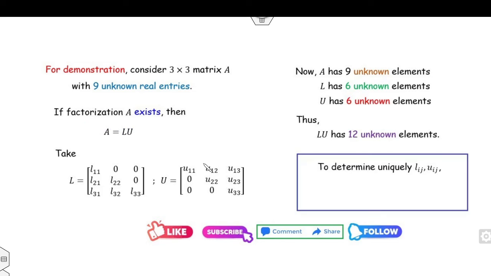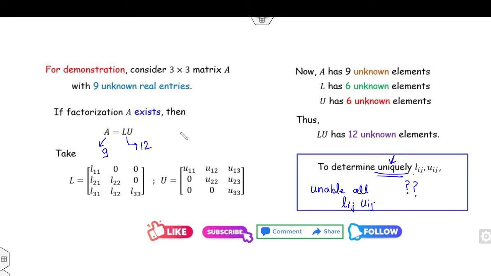So our target is to determine the values of Lij and Uij, because the left side consists of 9 known elements, while the other side consists of 12 unknown elements. So you are unable to identify all values of Lij and Uij. How can you identify them uniquely? You are unable to identify them uniquely.